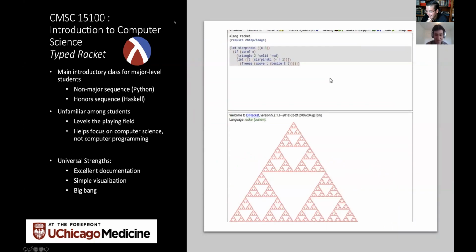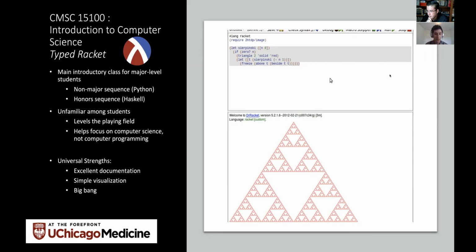So as I mentioned, my first college level introduction course was taught in typed Racket, which is a dialect of Scheme. And this was the middle path in the introductory sequence that was designed for major level students. It assumed no previous computer science experience, and thus was a true introductory course compared to the honors sequence, which did require previous experience, and that was taught in Haskell. And then the non-major sequence, which you can start out in if you want to be a computer science major, but you have to rejoin the major sequence, is taught in Python.